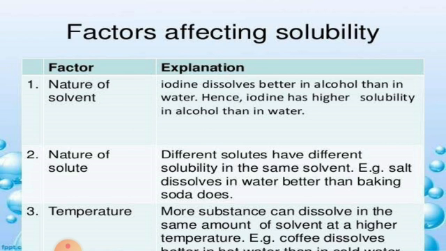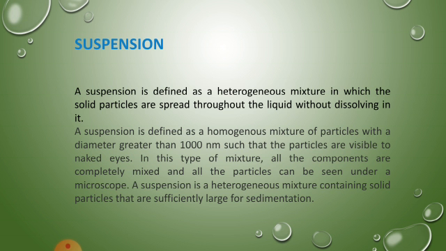Okay, now move on. The next one is suspension. What is meant by suspension? A suspension is defined as a heterogeneous mixture in which the solid particles are spread throughout the liquid without dissolving in it. A suspension is defined as a mixture of particles with a diameter greater than 1000 nanometers, such that the particles are visible to the naked eye.